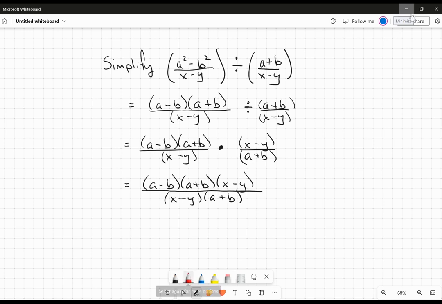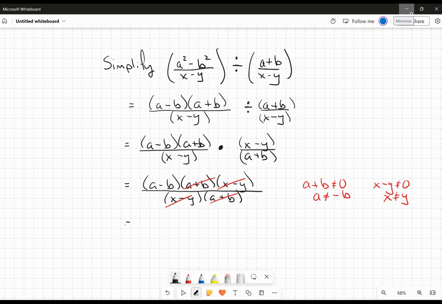Now what I'm going to do is my little bit of canceling. So I've got a plus b divided by a plus b. That is going to be equal to 1 so long as a plus b does not equal 0, or in other words, as long as a does not equal negative b. Now, additionally, my x minus y over x minus y is going to create a positive 1 so long as x minus y does not equal 0, which means I can't let x be equal to y.